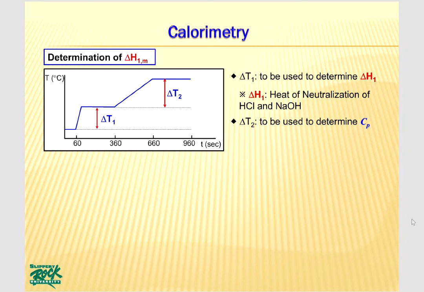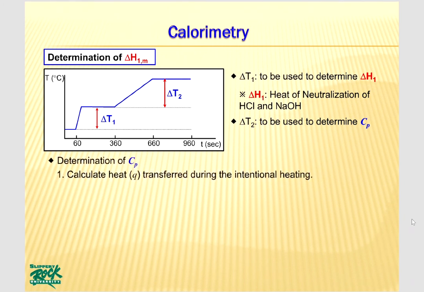Heat capacity is also called calorimeter constant. The first step to determine Cp is to estimate the heat that was transferred electrically into the calorimeter during the intentional heating. The heat transferred, Q, equals I times V times T. I and V are current in amps and voltage in volts. That gives rise to 0.1 Celsius increase of 132 milliliters of water in every 10 to 15 seconds.